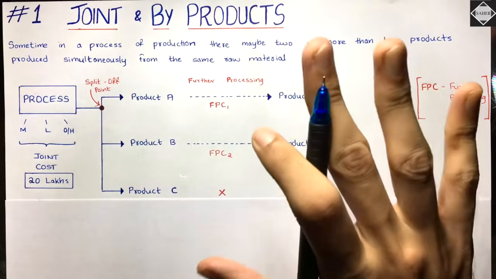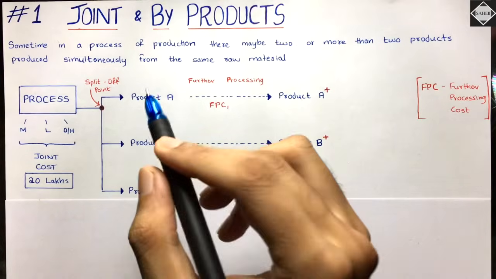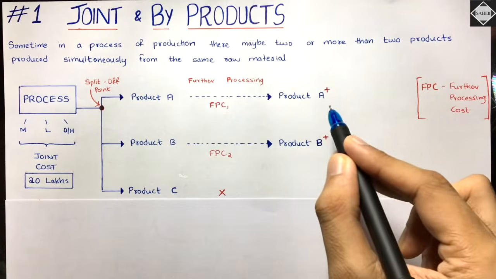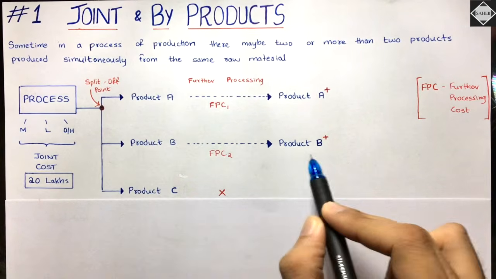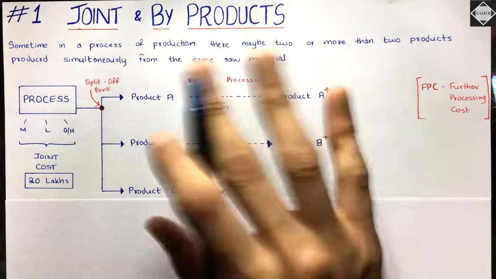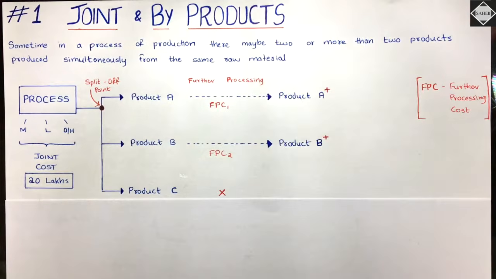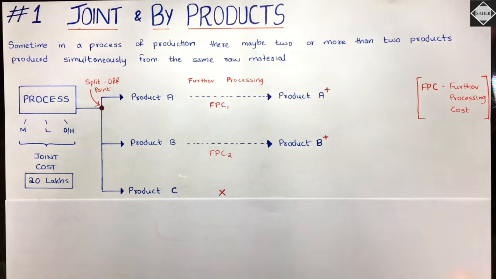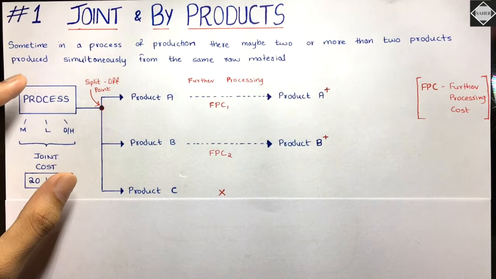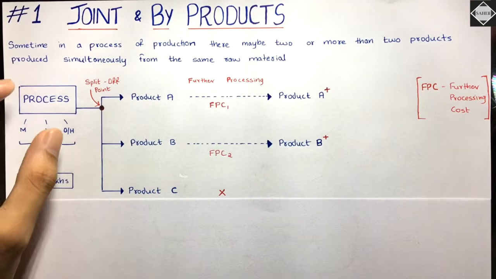Here we know the cost separately, how much it will cost to further process product A into product A plus, how much it will cost product B to further process it into product B plus. You know that exactly. You don't need any calculation over here. Let's just say 1 lakh, 2 lakh. You know that exactly. Let's just say 5 lakh, whatever it is. You know that separately because it's separately happening. But here it's not separately happening. The cost has been incurred commonly over here.